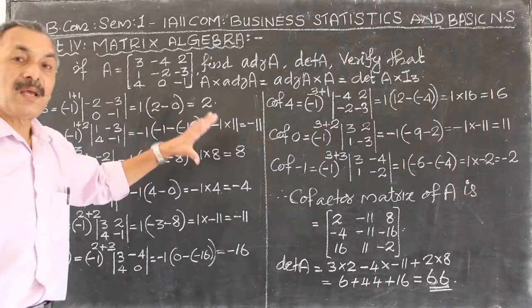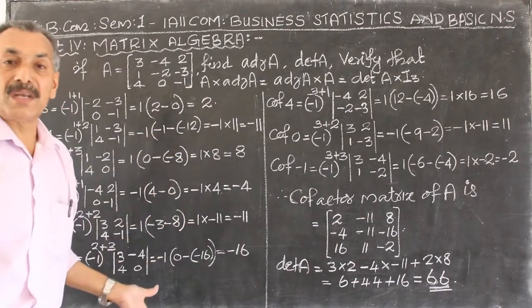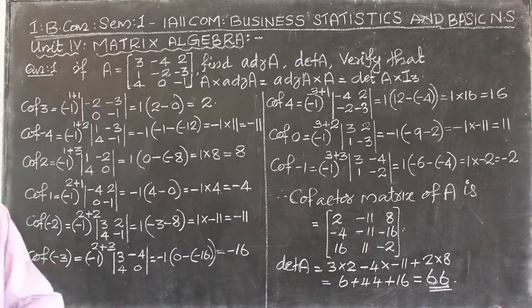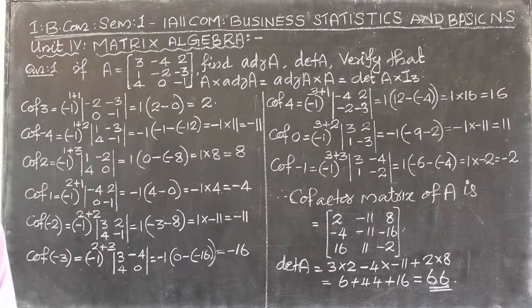Then we have the cofactor matrix and the determinant, and the transpose of the cofactor matrix is the adjoint. Save this in your notes. Take a screenshot of the values and save it here in the note.